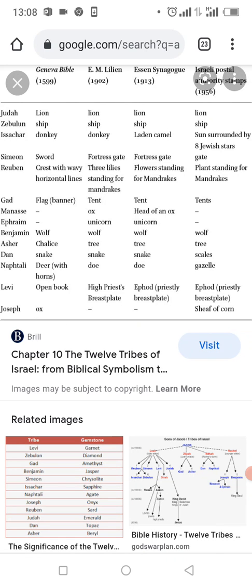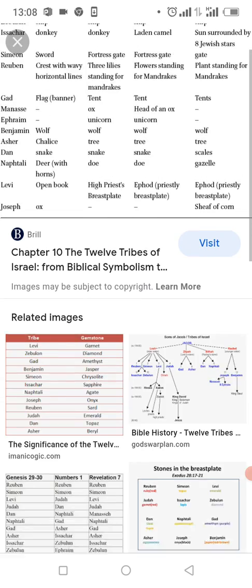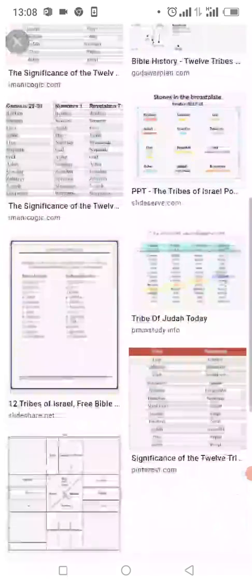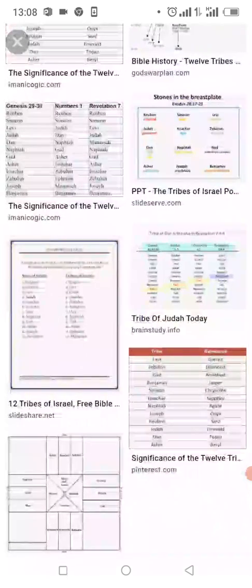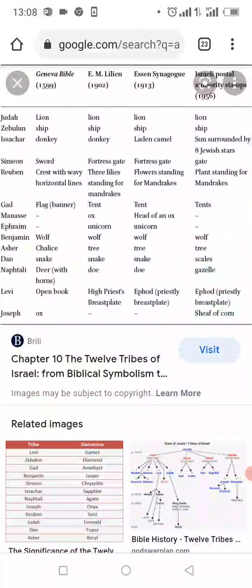This is a Google page that has more information if you scroll down. In this particular page, it speaks about how the 12 tribes have different symbols. This is from a book, chapter 10 of The 12 Tribes of Israel. And I'll just link to that in the description of the video.